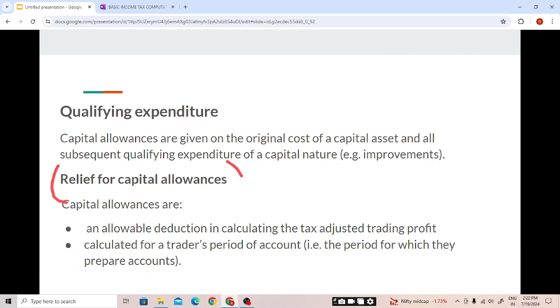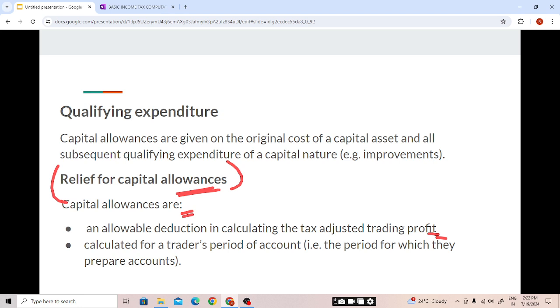Now, relief for capital allowance. Capital allowances are an allowable deduction in calculating the tax adjusted trading profit. When we calculate a tax adjusted trading profit, students, depreciation is disallowed and capital allowance is available.